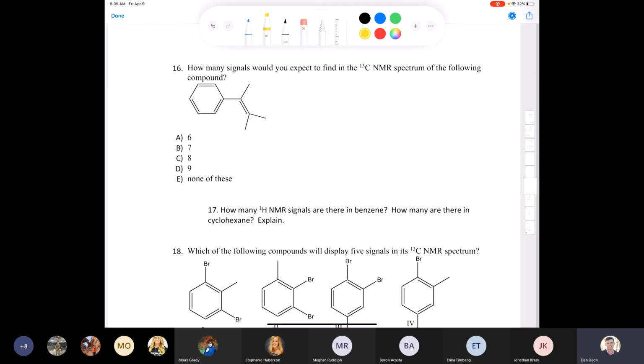Where are my students? Could anybody answer question 16? How many signals would there be in the carbon-13 for this compound? So how many unique types of carbons are there in this molecule?